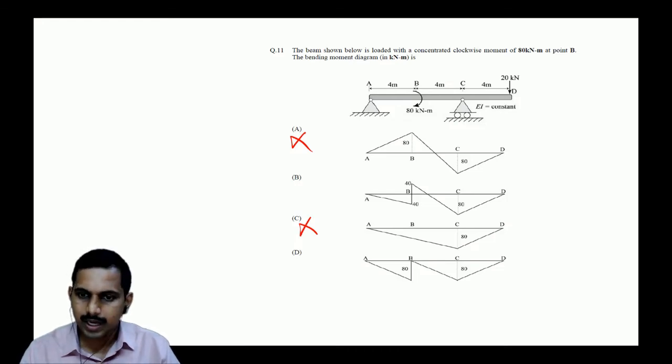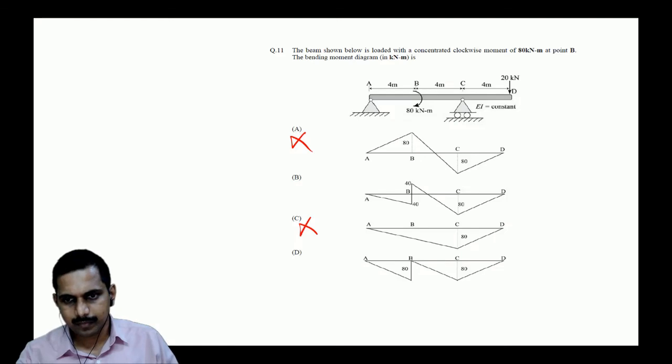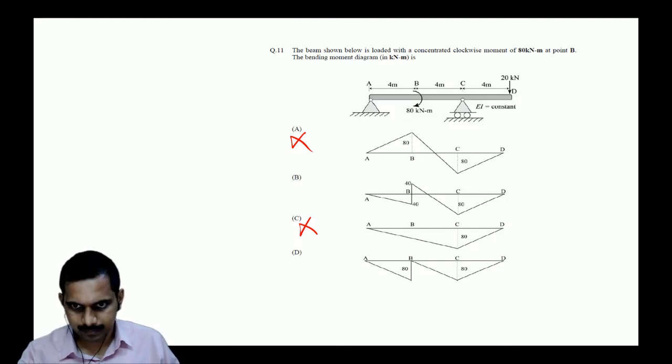D, sir. Answer is D. Let us see. How do you arrive at D as the answer? First of all, how did you come about it? So I found out the reaction at A. What is the reaction at A? It's minus 20. Very good. Downward direction. This is minus 20.